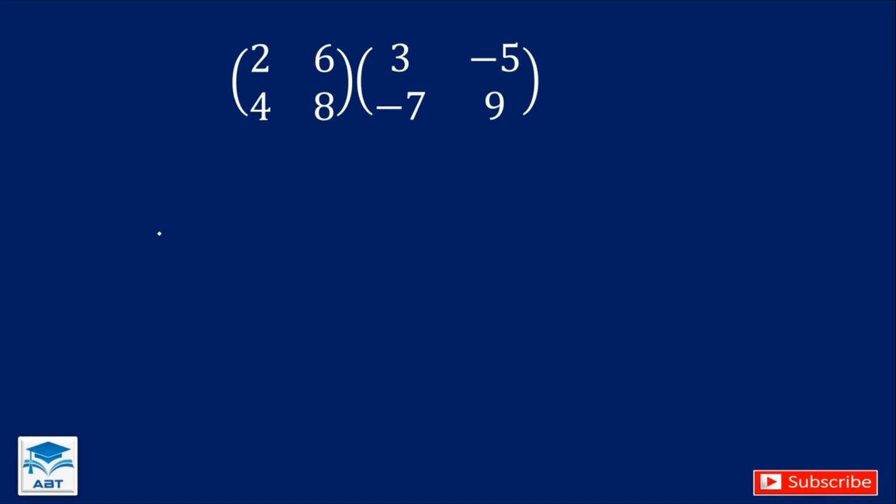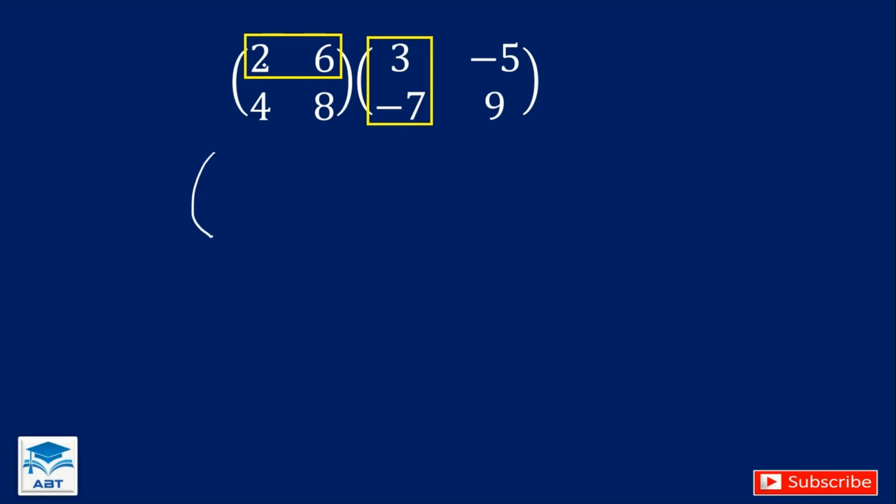In this video, we are going to learn how to multiply matrices. Let's say we have these two matrices to multiply. The first matrix has 2 rows and 2 columns. The second matrix also has 2 rows and 2 columns. To multiply these matrices, we choose the first row of the first matrix and multiply it by the first column of the second matrix.